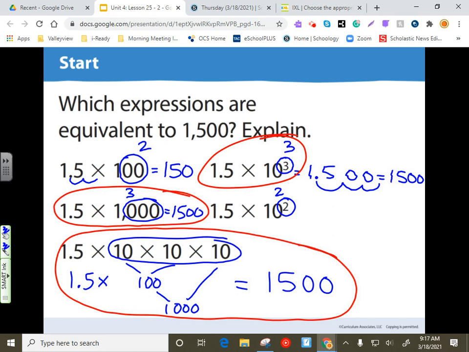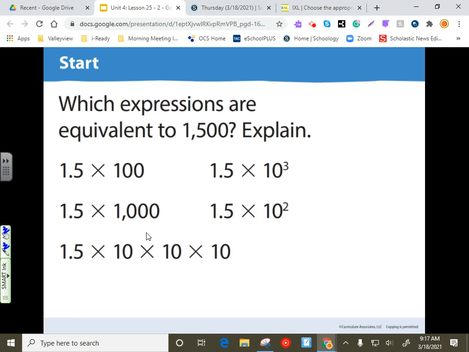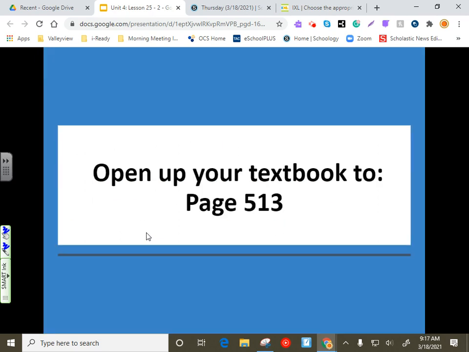Moving your decimal does change the place value of our starting number. So you can think of it as shifting your number. In this case, I'm just showing you how to shift your decimal point. So good warm up and techniques we'll be using for the rest of the lesson. So go ahead and open up to page 513.